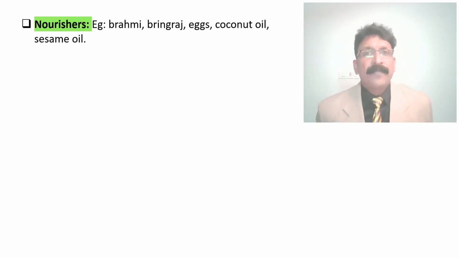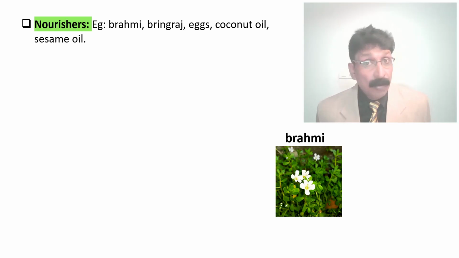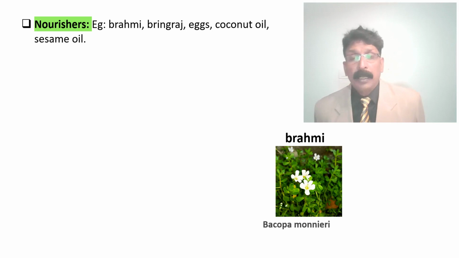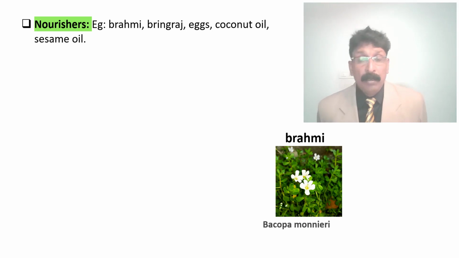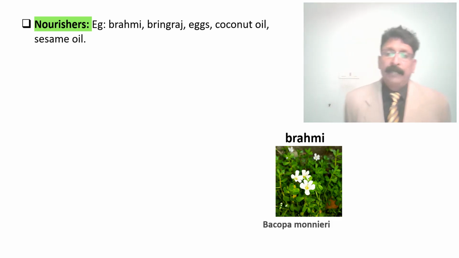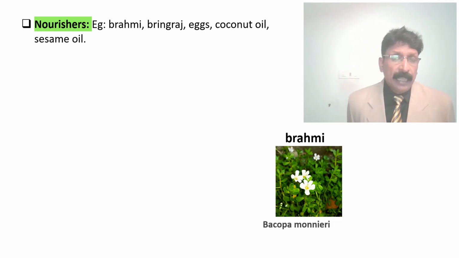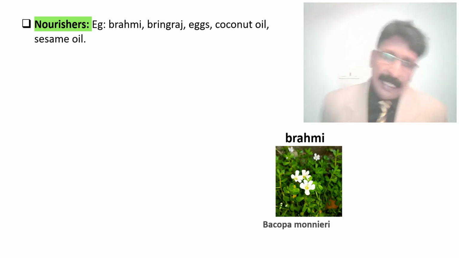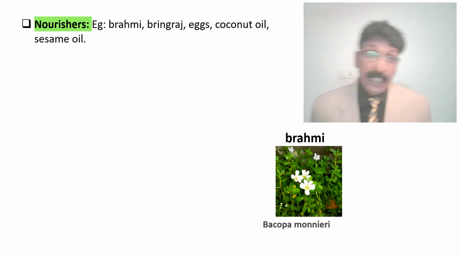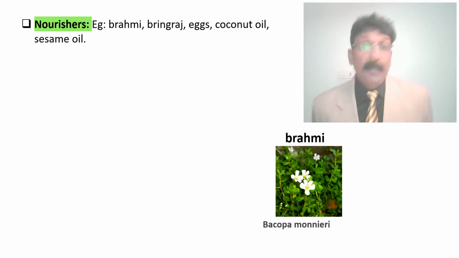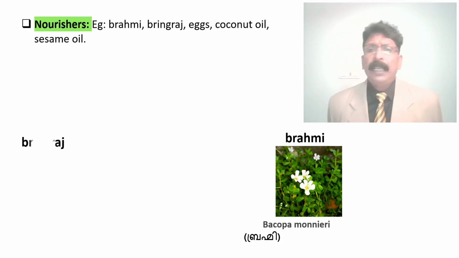Bhringraj, eggs, coconut oil, sesame oil. Brahmi, in Malayalam, is called Bacopa monnieri. This Bacopa monnieri species is used more in the skin also. It can be used for hair nourishment, but it is used more for memory loss.